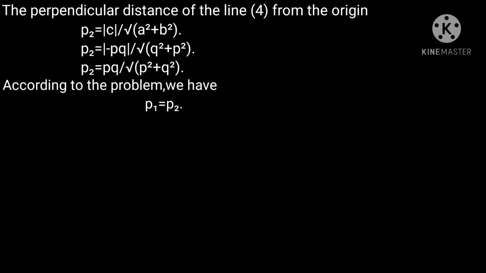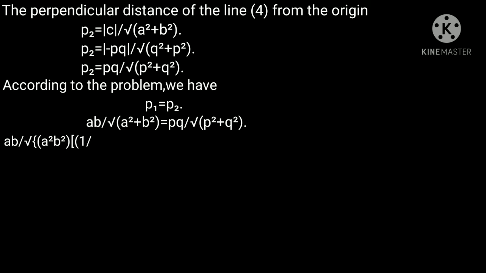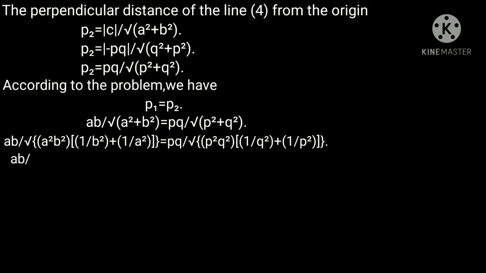Then ab by square root of a square plus b square equal to pq by square root of p square plus q square. Take a square into b square as common in the denominator of the left hand side of the equation, and similarly take p square into q square as common in the denominator of the right hand side of the equation. Then the above equation becomes ab by square root of a square b square into, after taking common, 1 by b square plus 1 by a square equal to pq by square root of p square q square into 1 by q square plus 1 by p square.